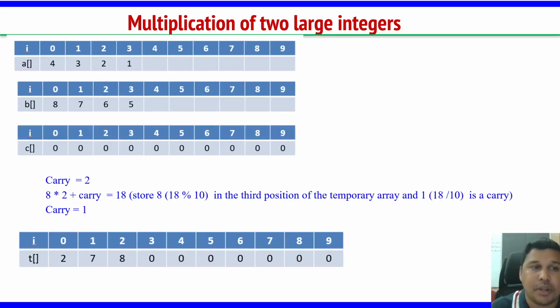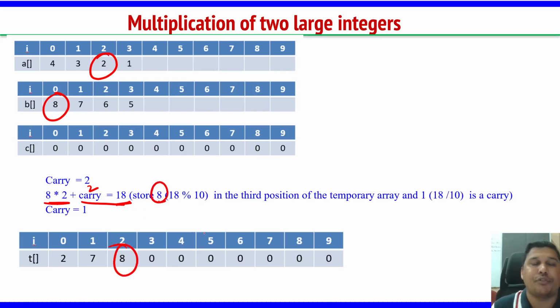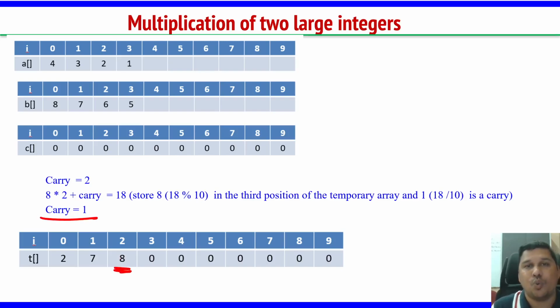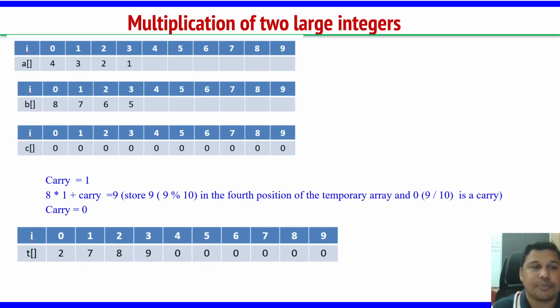Now the third step is to multiply 8 with 2. See, 8 times 2 I am multiplying, 16, and carry that was 2 previously, it becomes 18. So the remainder is 8, I am putting it in T of 2. See, I have inserted 8 here and carry remains 1. Next, again 8 into 1, plus the previous carry 1, it becomes 9.